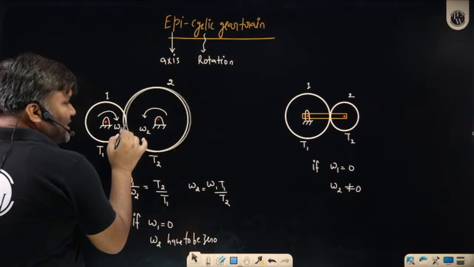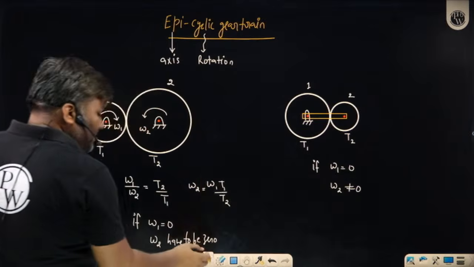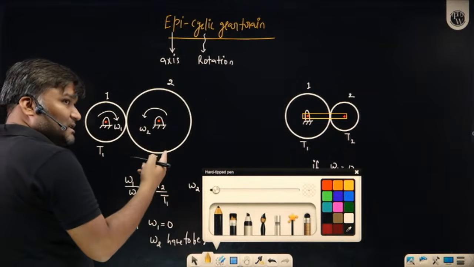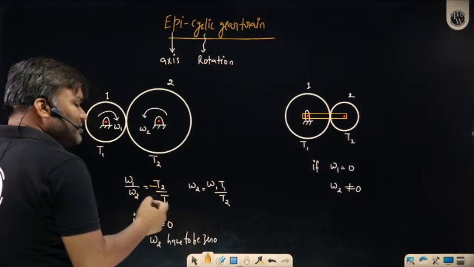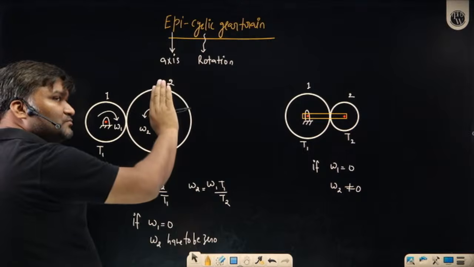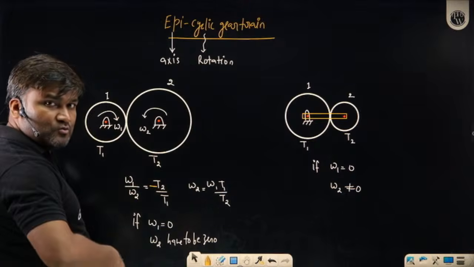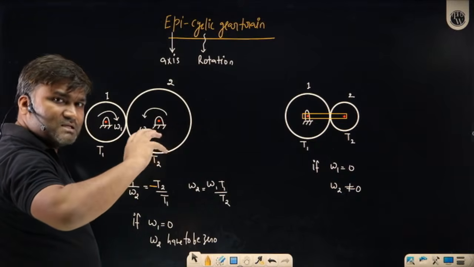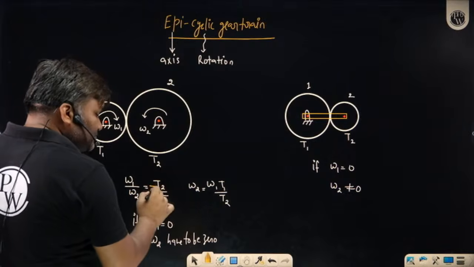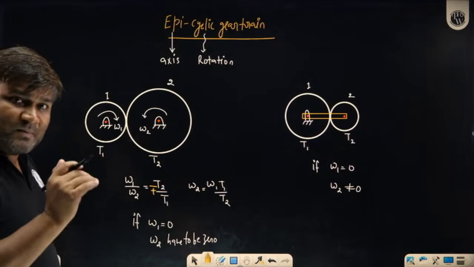Sir, if we have external gearing like this, I will be using omega 1 by omega 2 equal to T2 by T1 with a negative sign. What does the negative sign indicate? Negative indicates that whatever the direction of omega 1, omega 2 has the opposite direction. If we have internal gearing, sometimes gear 1 is internally meshing with gear 2, so whatever the direction of gear 1, omega 2 will have the same direction. So I'll be using a positive sign in that case. So minus or plus, now I have to use it mandatorily. It is not a choice, it is mandatory.